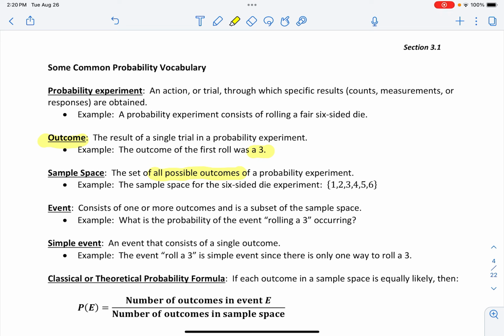And notice how we write it. Every time I roll a die, I'm going to get one of those 6 things: 1, 2, 3, 4, 5, or 6. So that's called the sample space.